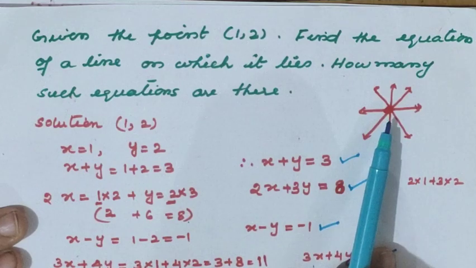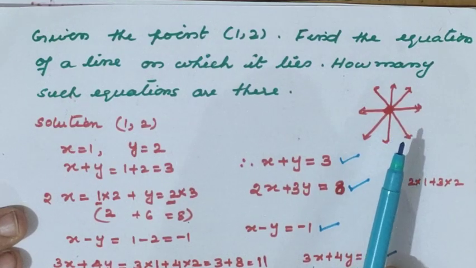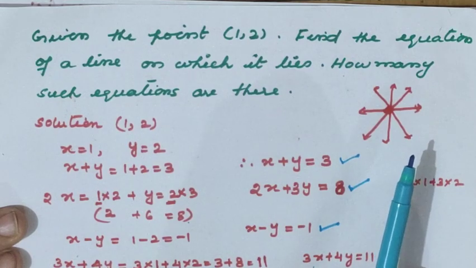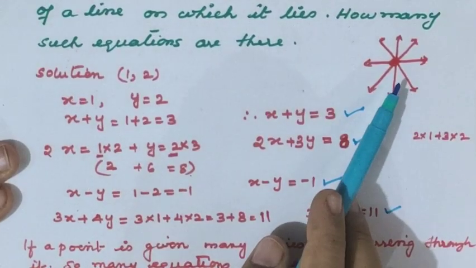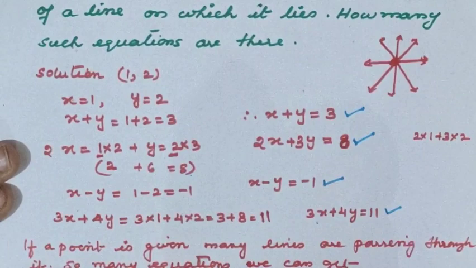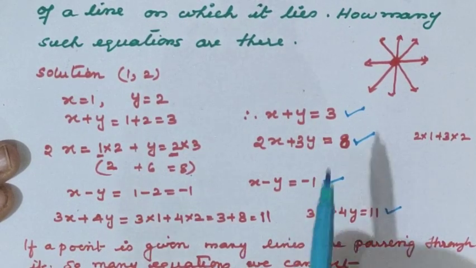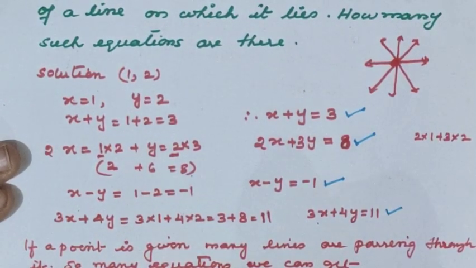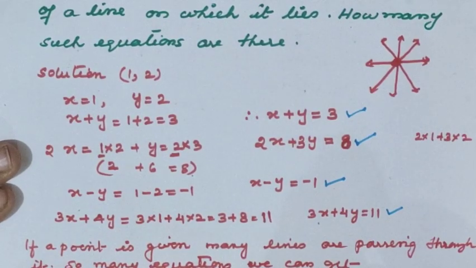Now what is the idea here also? If a point is given, many lines can be drawn. If there are many lines, it means many equations are also possible. So we know that many equations are there. So how to write that one? Justification for the second part of the question: if a point is given, many lines are passing through it, so many equations we can write or get also.